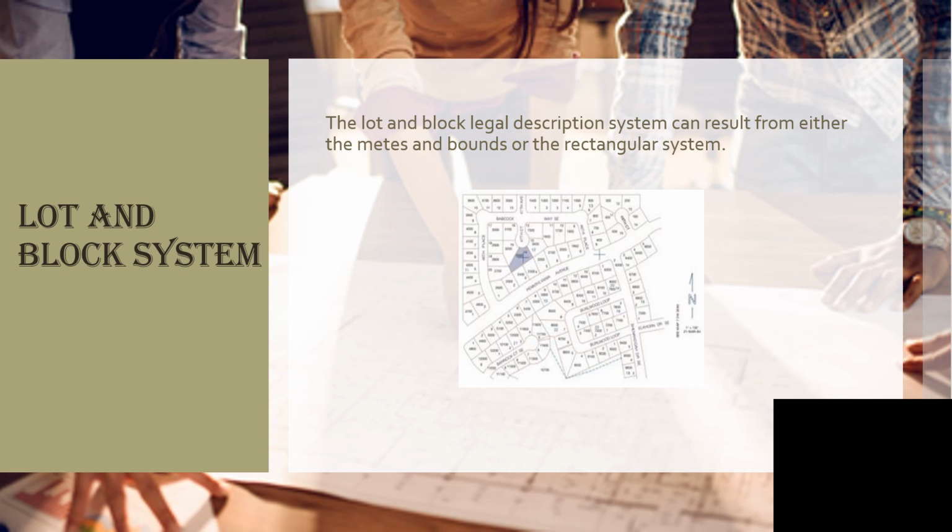Lot and block system. The lot and block legal description system can result from either the metes and bounds or the rectangular system, generally when a portion of land is subdivided into individual building sites. The subdivision is established as a legal plat and recorded as such in the local county records. The subdivision is given a name and broken into blocks of lots.